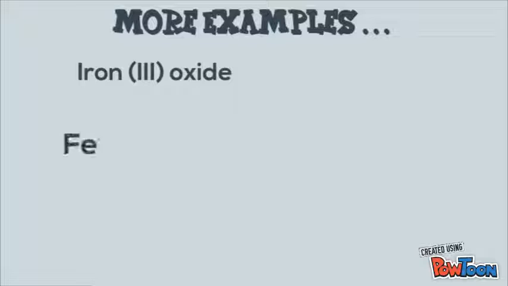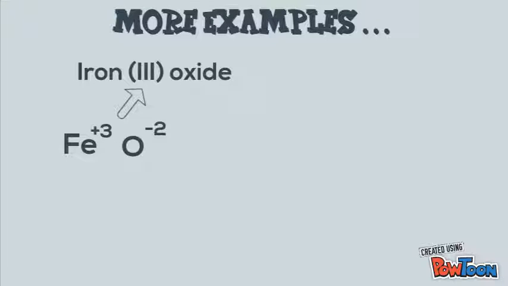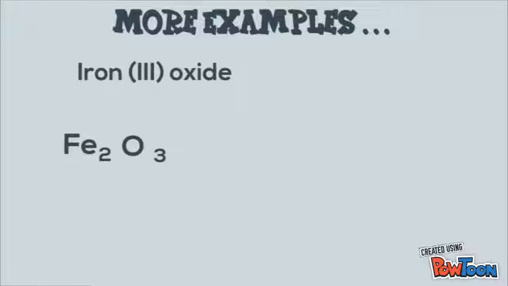More examples of these. First one is iron 3 oxide. The symbols for iron and oxygen are Fe and O. The Roman numeral 3 tells us that iron is a +3 charge, and we know that oxygen is a -2 charge. So we're going to cross those 2 charges and make them subscripts, and iron 3 oxide is Fe2O3.